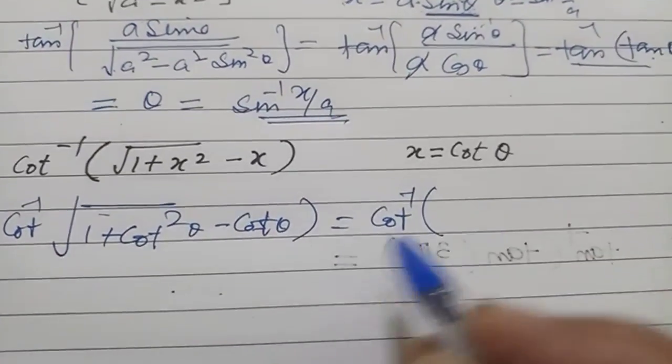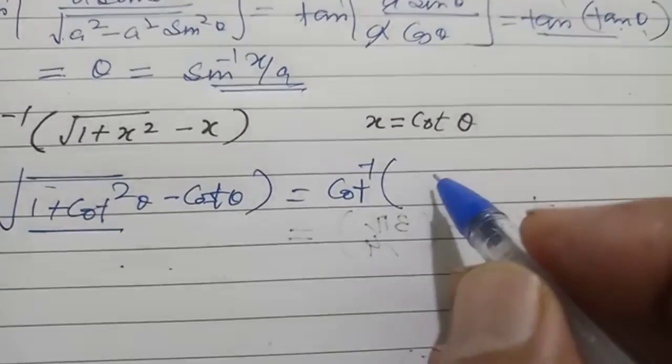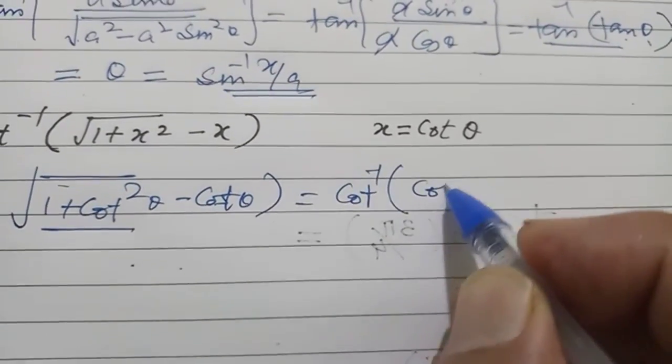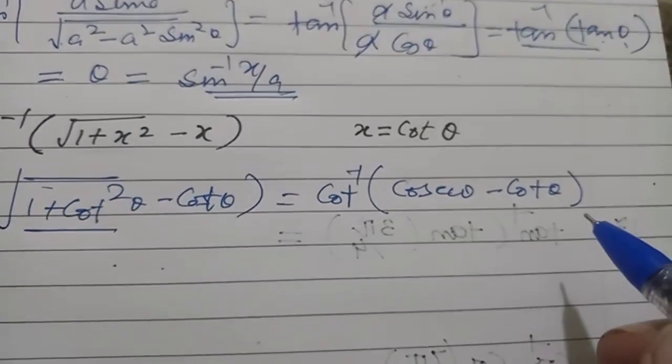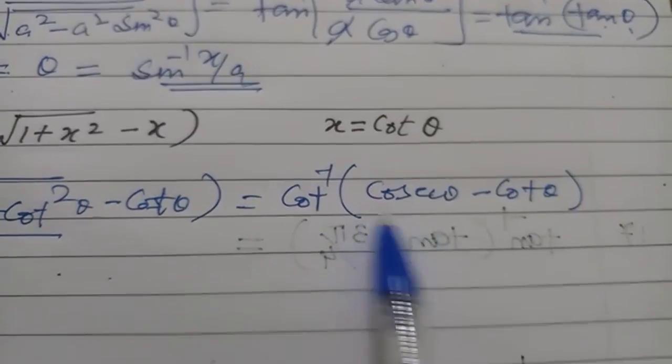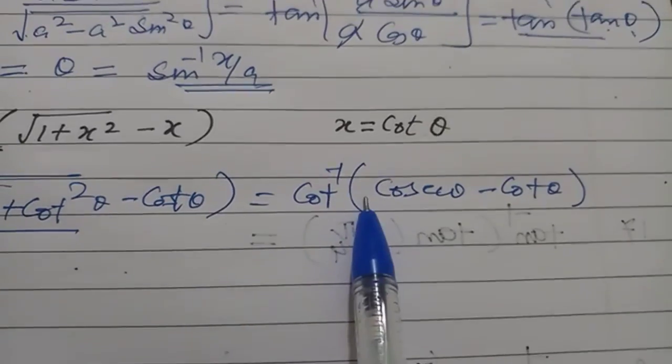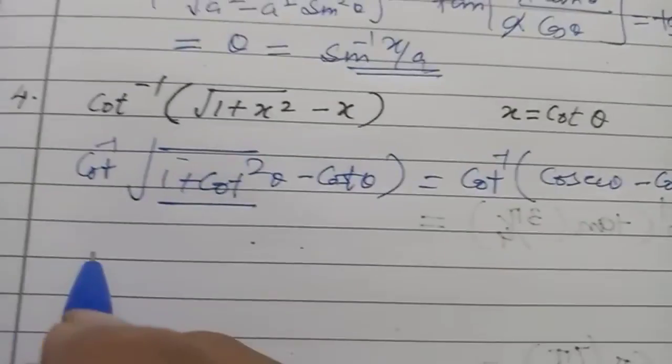Cot inverse, what is 1 plus cot square? Cosec square. So after taking the under root, this becomes cosec theta minus cot theta. Our target is to get cot here so that cot and cot inverse get cancelled. Now convert them into sine and cos.